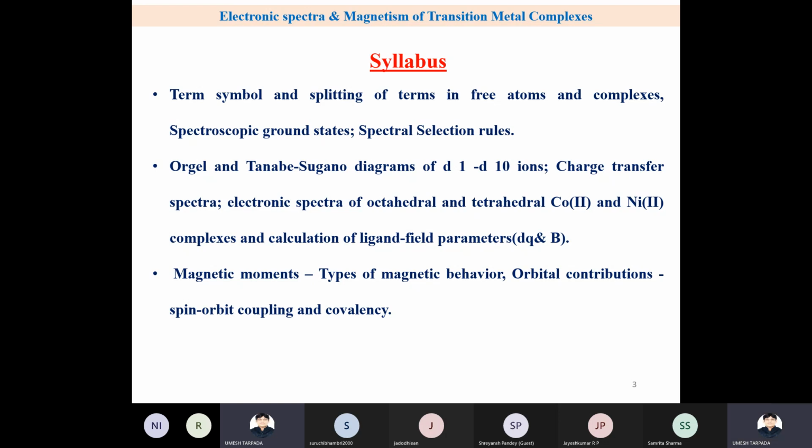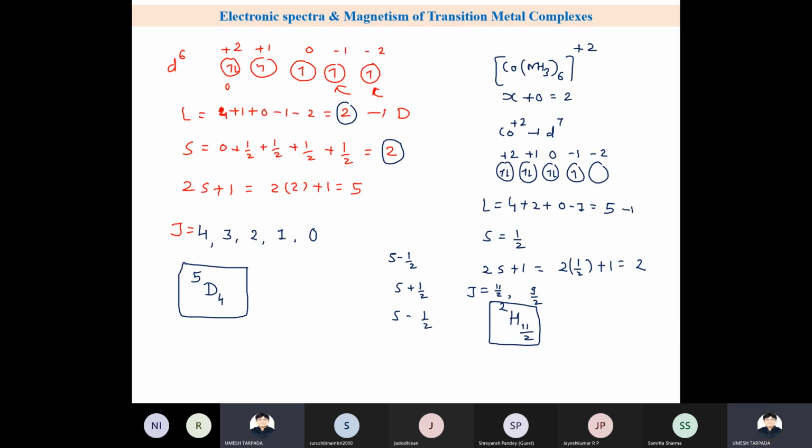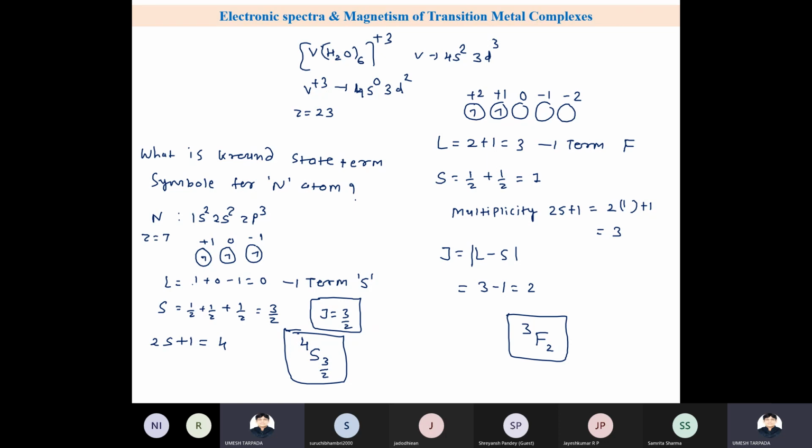Then one more very important topic is magnetic moment, that is types of behavior, or you can say orbital contribution and spin orbital coupling. So this we have also seen. Now this is about the content which was covered in the last lecture.